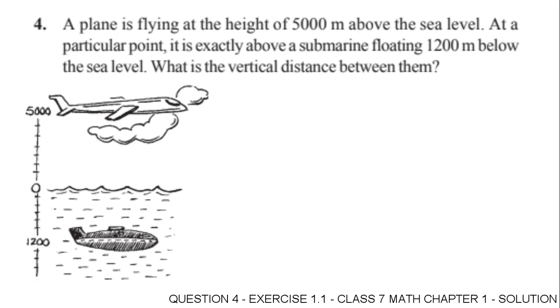So to begin with, let's just try to read this problem and understand it. A plane is flying at a height of 5,000 meters above the sea level. At a particular point, it is exactly above a submarine floating 1,200 meters below the sea level. What is the vertical distance between them?